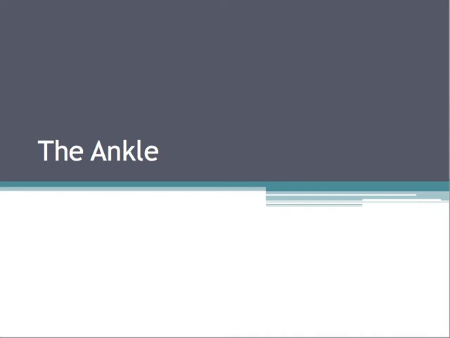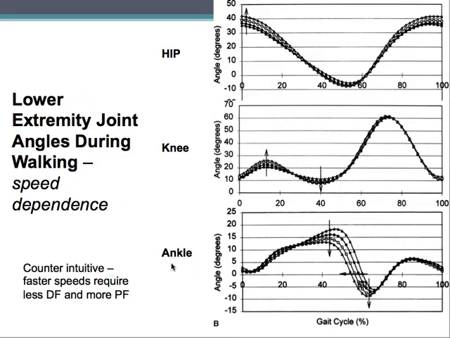This is a focused discussion of the kinematics, kinetics, and EMG at the ankle during walking. So let's start with the ankle angles. Here is data from a study of people walking at different speeds, and we can see the hip, knee, and ankle angles. We're going to focus on the ankle angles here in the bottom right.